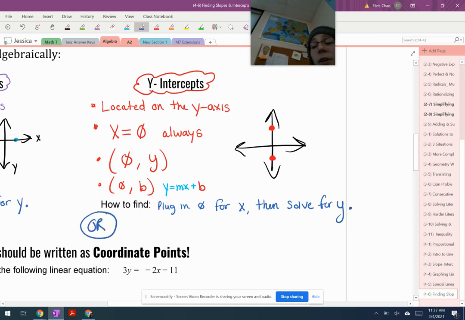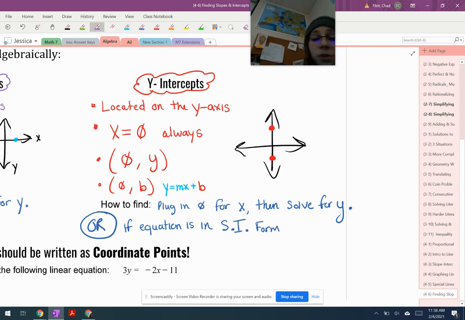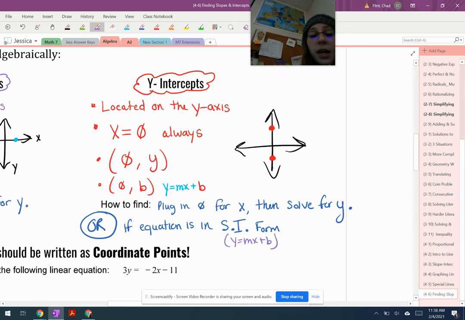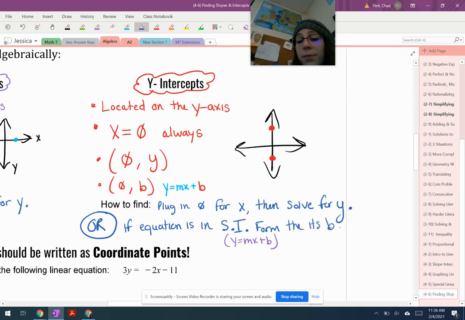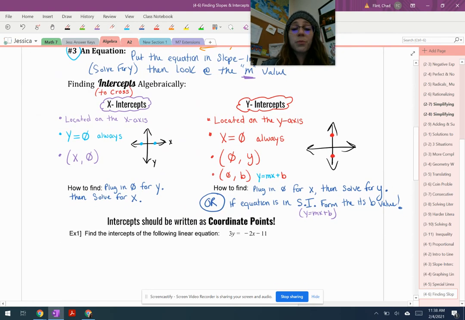Or, like we more commonly use and we've already done, if the equation is in slope-intercept form, again, that slope-intercept form is y equals mx plus b, then it's the b value. And we already knew that, right? We were looking for that b value for a while now.